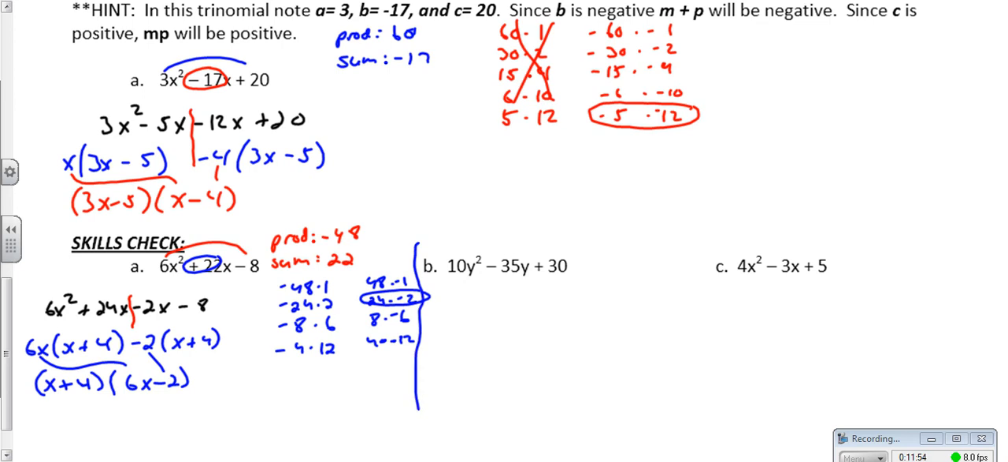Alright, next one, product of 300. Wow. Alright, now that's pretty big. So let's look at something here, and it might help us. So let me take a look at simplifying this a little bit.